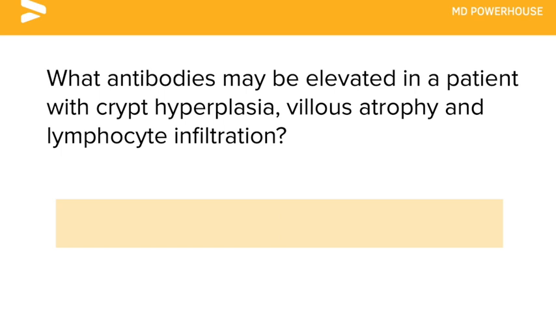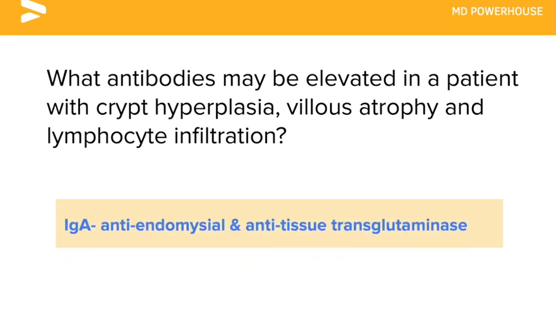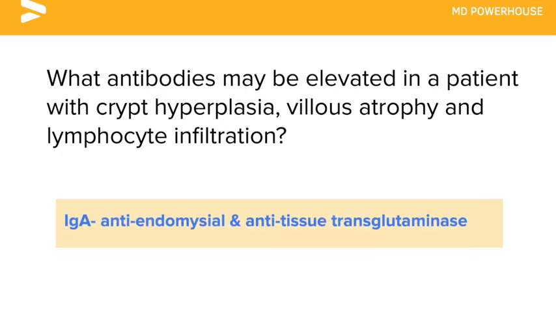IgA anti-endomysial and anti-tissue transglutaminase antibodies would be elevated. So recall that this is describing once a duodenal biopsy is done and the patient has celiac disease. So you would see the crypt hyperplasia, villus atrophy, and lymphocyte infiltration.